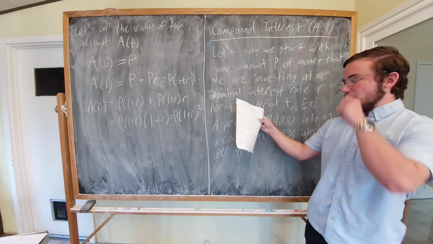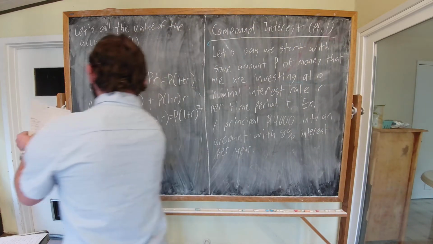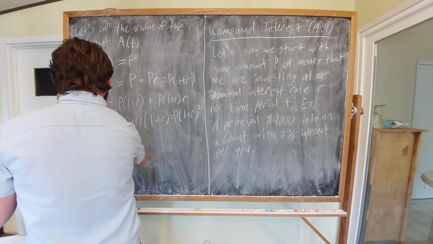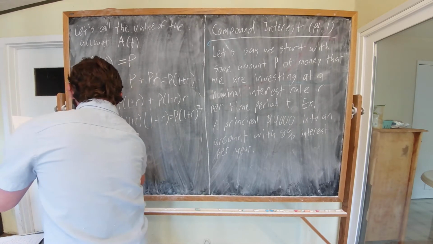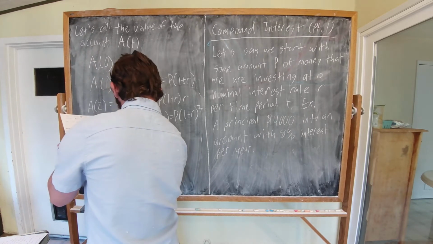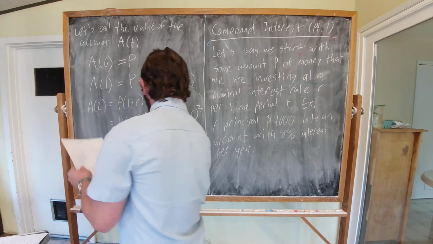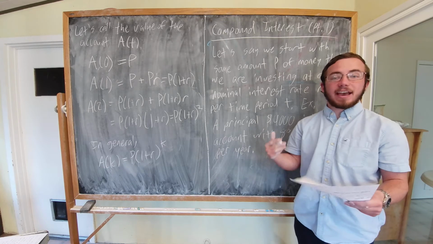So it turns out that this is an exponential function. In general, A of k would be equal to P times 1 plus R to the k. So after k compoundings, this is how much money we have in the account.